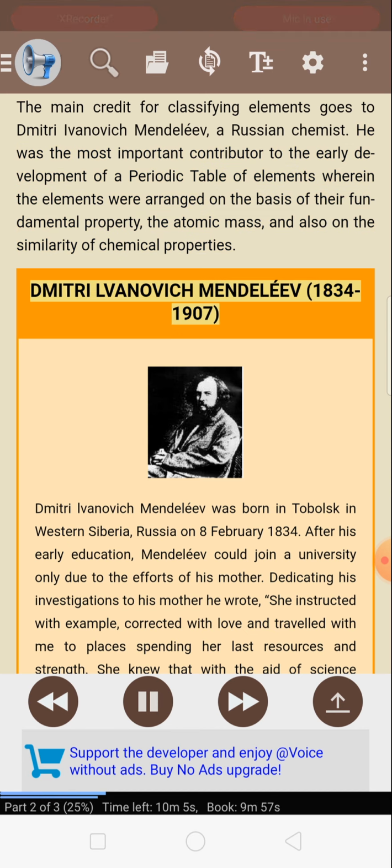Dmitry Ivanovich Mendeleev, 1834-1907. Dmitry Ivanovich Mendeleev was born in Tobolsk in western Siberia, Russia on the 8th of February 1834. After his early education, Mendeleev could join a university only due to the efforts of his mother. Dedicating his investigations to his mother, he wrote, "She instructed with example, corrected with love, and traveled with me to places spending her last resources and strength. She knew that with the aid of science without violence, with love but firmness, all superstitions, untruth and errors can be removed." The arrangement of elements he proposed is called Mendeleev's periodic table.